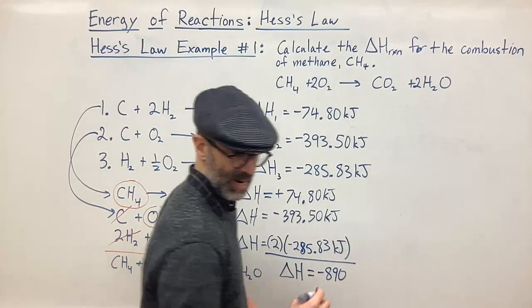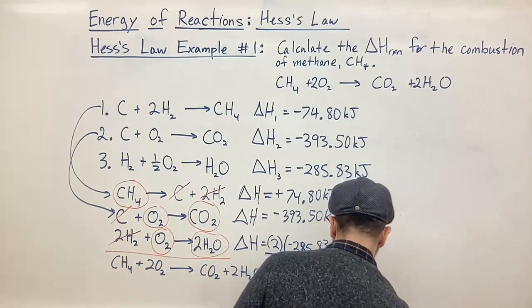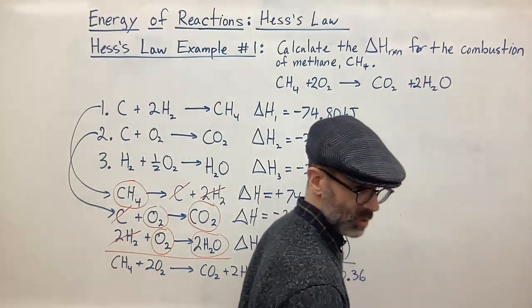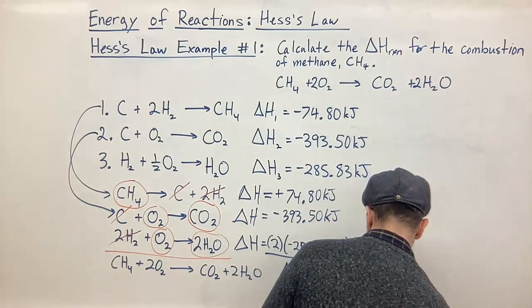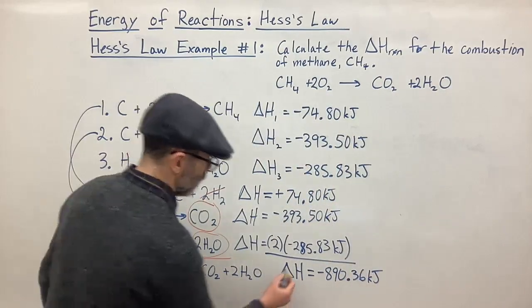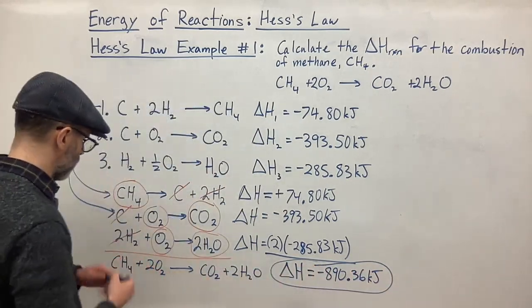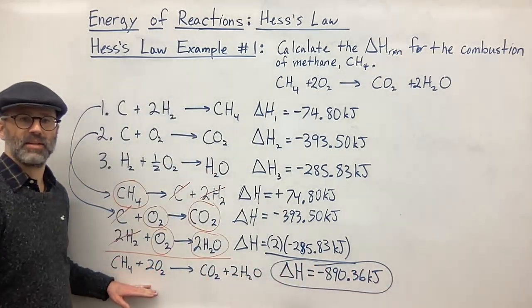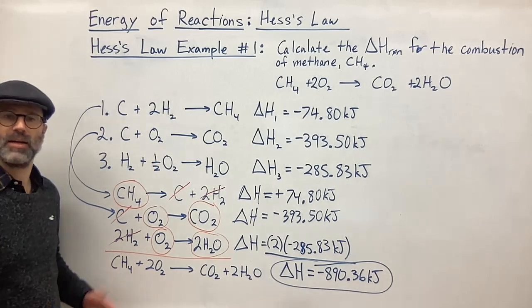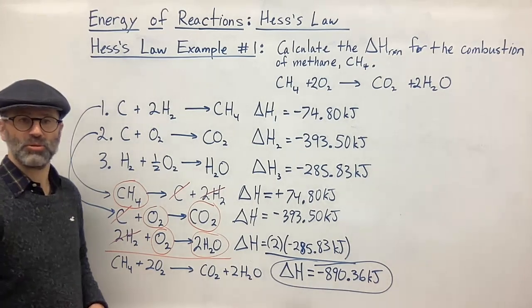So negative 890.36 kilojoules of energy. So that is the delta H of the combustion of methane. Okay, that's example number 1. Let's go on to example number 2.